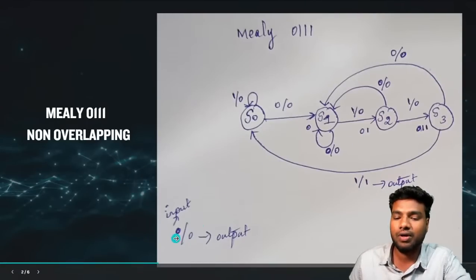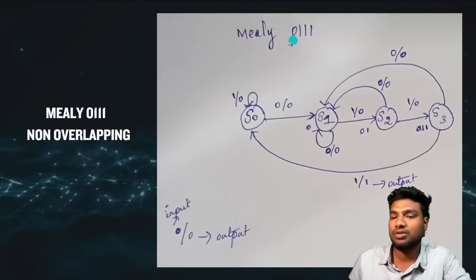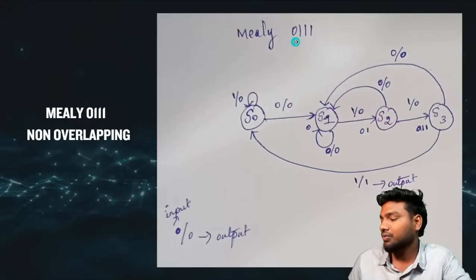You can see here the numerator refers to input and the denominator refers to output. I have 4 states. In my first state S0, if my input is 1, it will stay in the same state. Why? Because to move to the next state I need to receive input 0. If my input is 0, I will go to the S1 state. Here it is 0 by 0, which means my input is 0 and my output is 0.